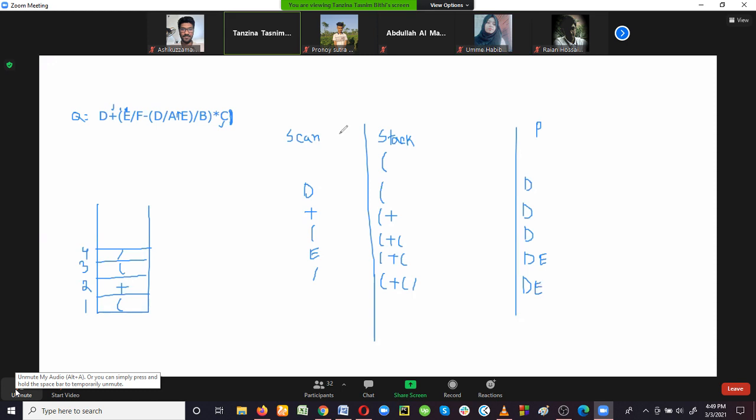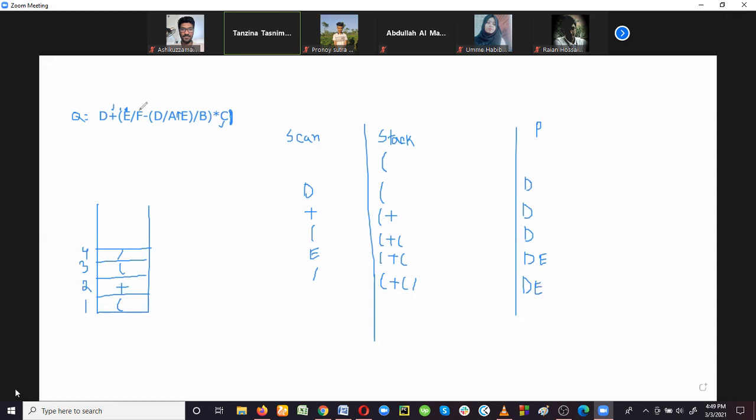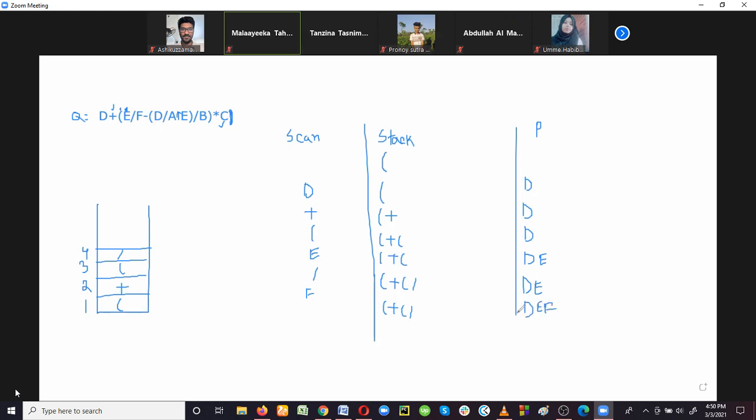It will be DE. Okay, after that we got another operand, that is F. So where can we place it? The stack will not be changed, but where will we place that operand? In the postfix notation. So we can write DEF.